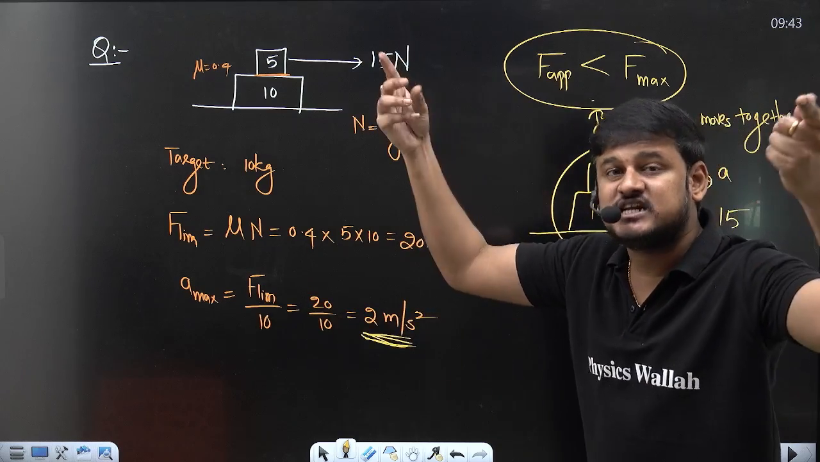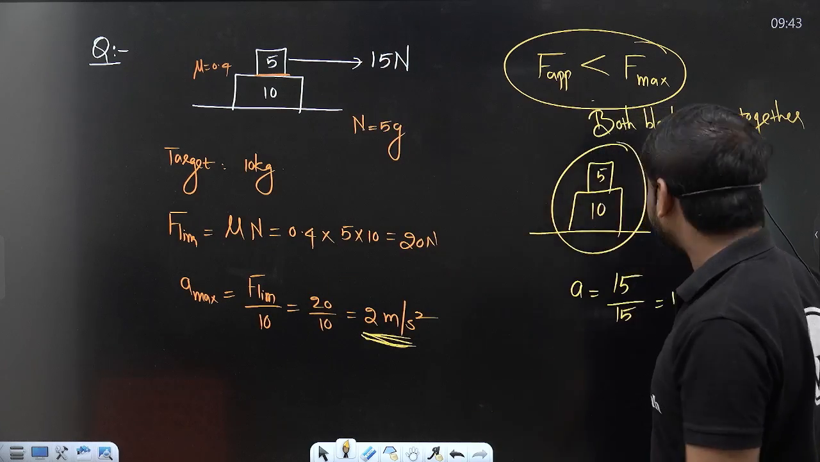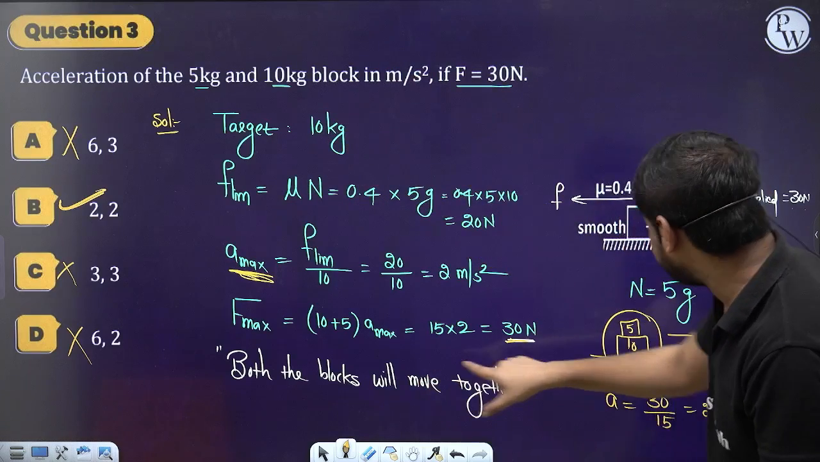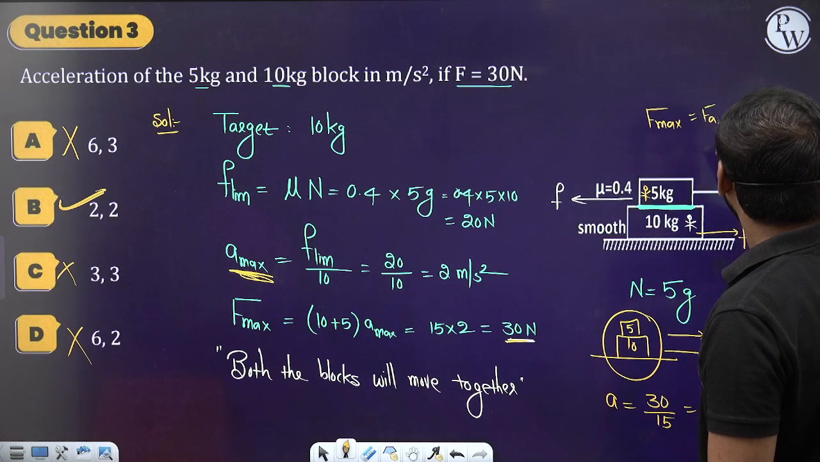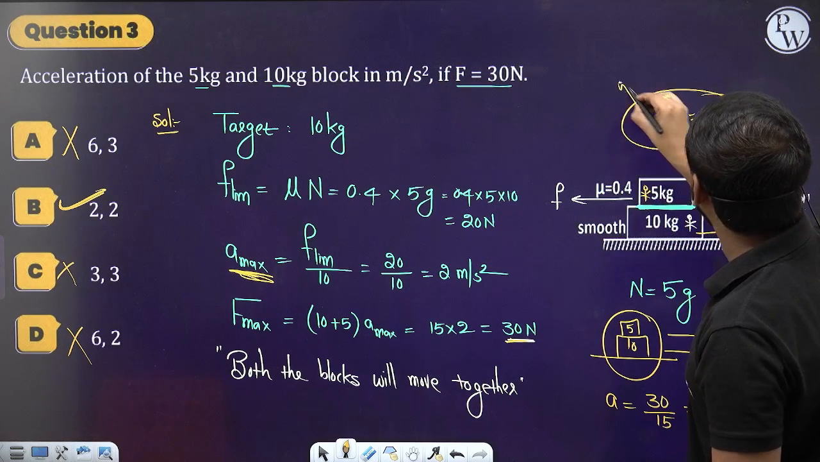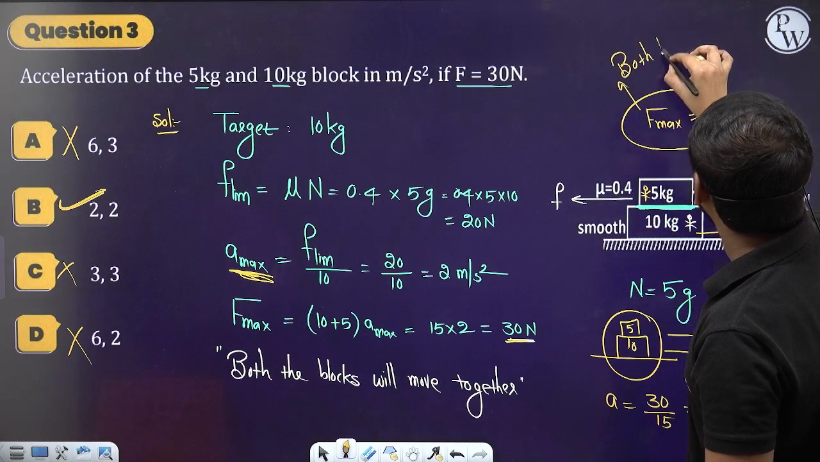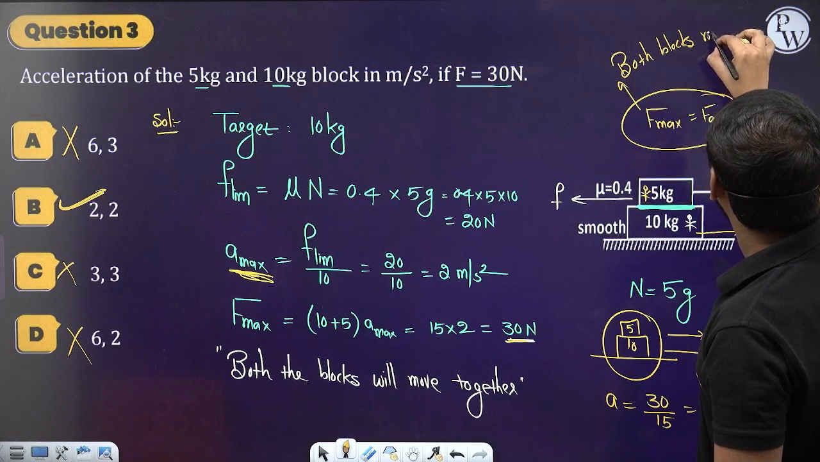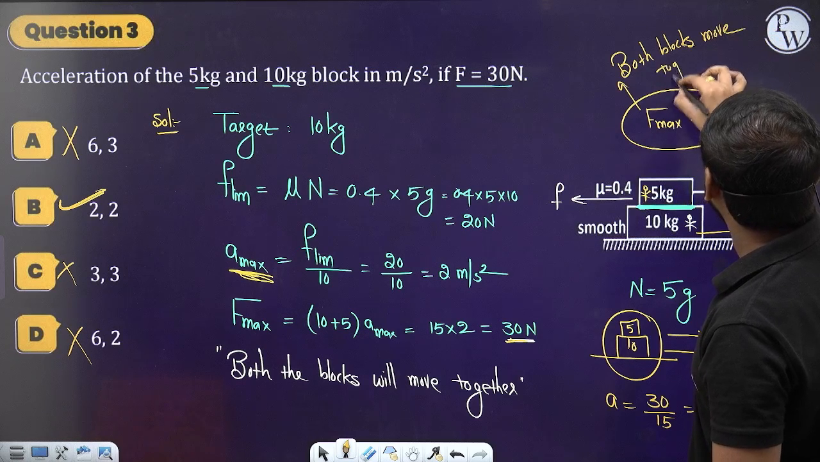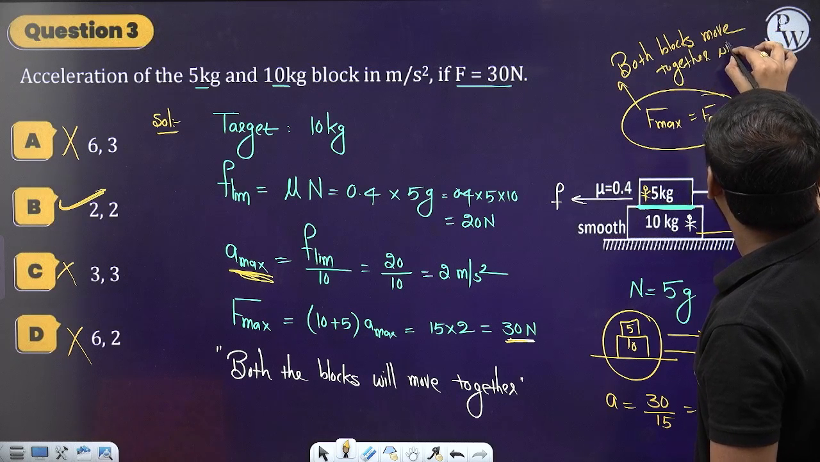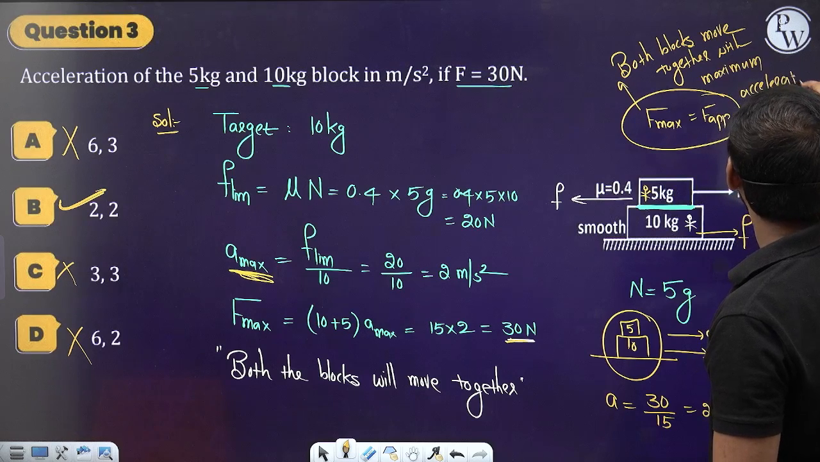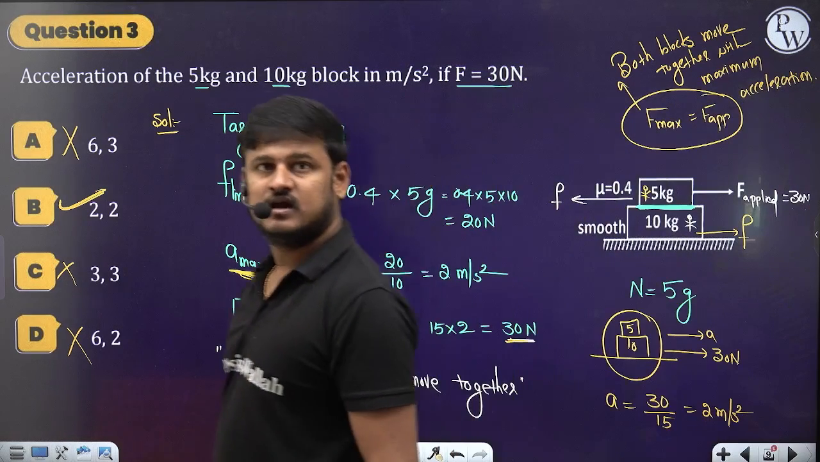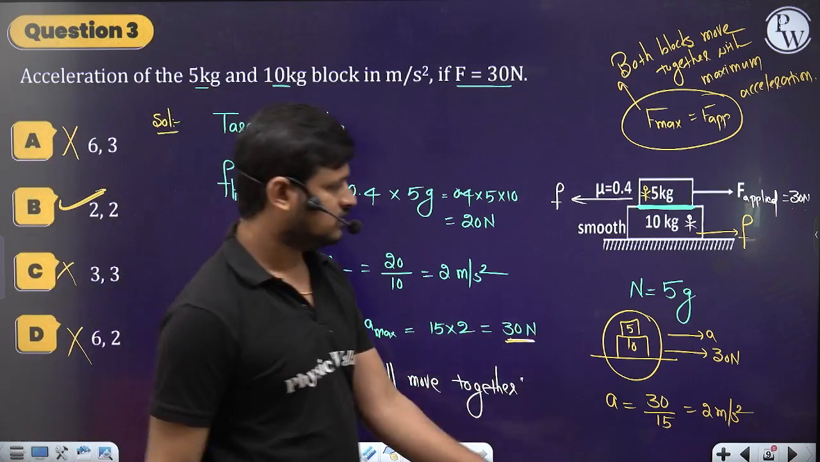So then what is this A max, sir? That's the maximum acceleration. When should that be considered? When the F max is equal to F applied. In this particular case, if the F max is equal to F applied, both blocks will move together with maximum acceleration. Done. Understood this point, everyone? Clear this concept?